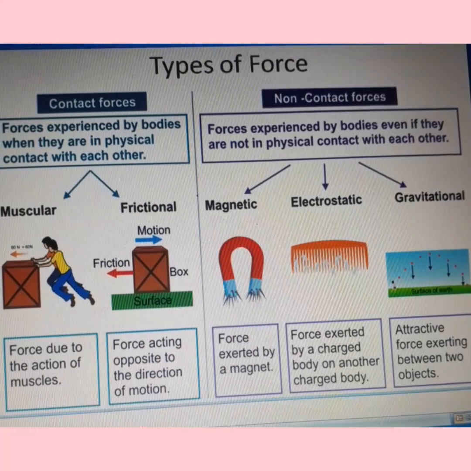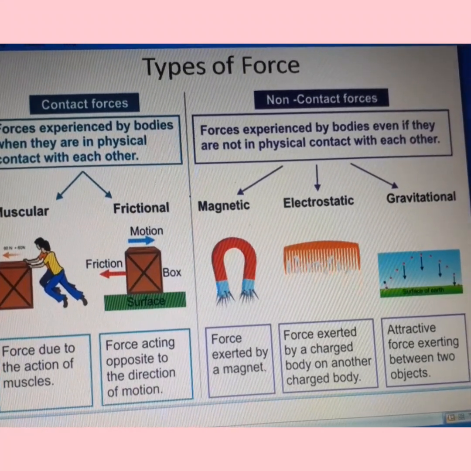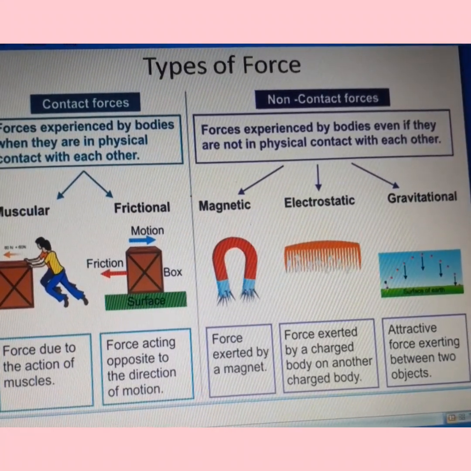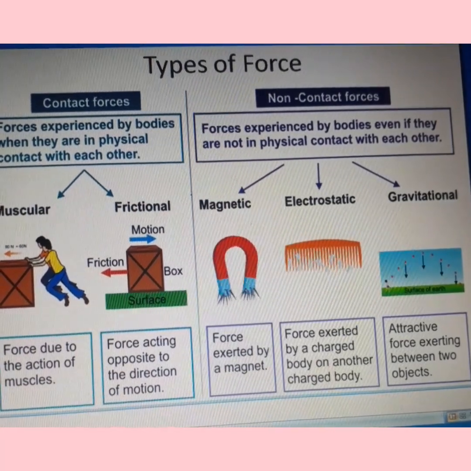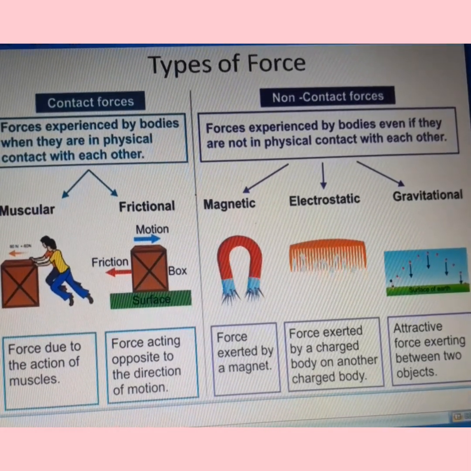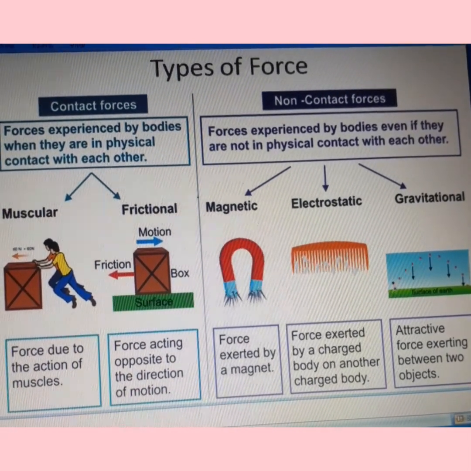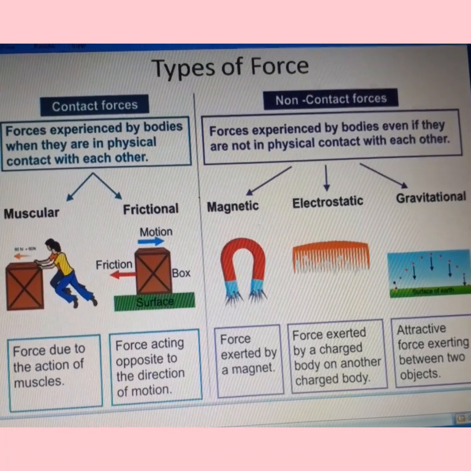The gravitational force. It is the attractive force exerted between two objects, and this is also the force exerted by the earth.